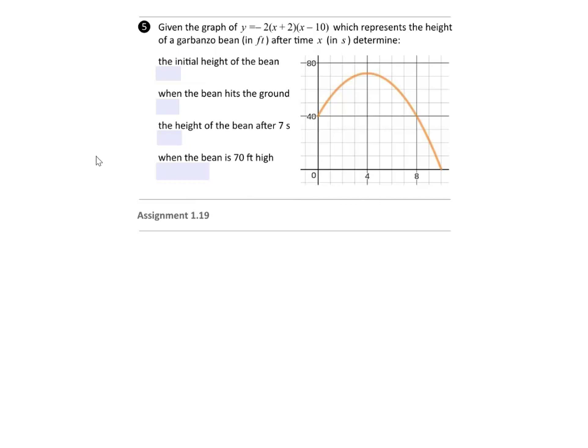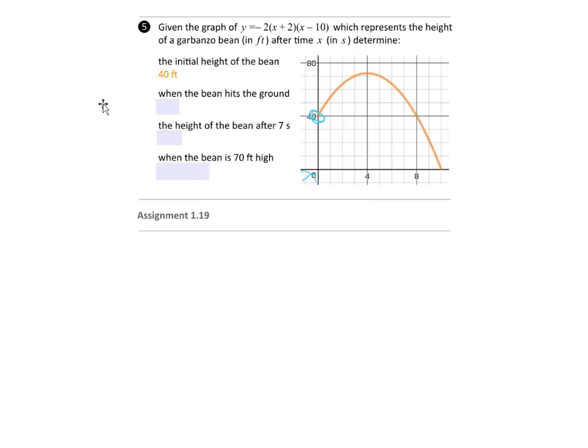So where does it start? Does it start at 80? Does it start at 0? Well, no, it doesn't start at 0 because we don't see anything down here. So what we actually see is right here, it starts at 40. So the initial height is 40 feet because our height's given in feet.